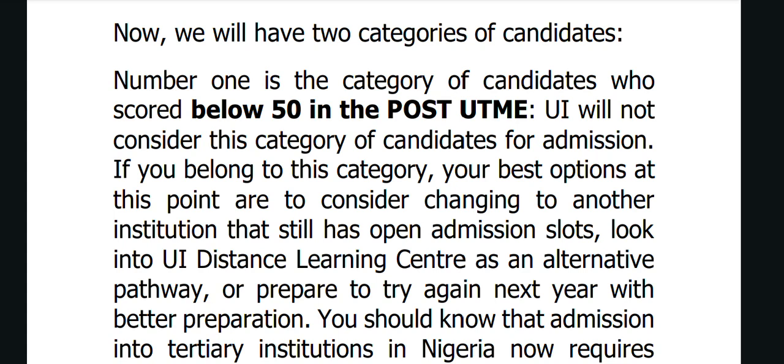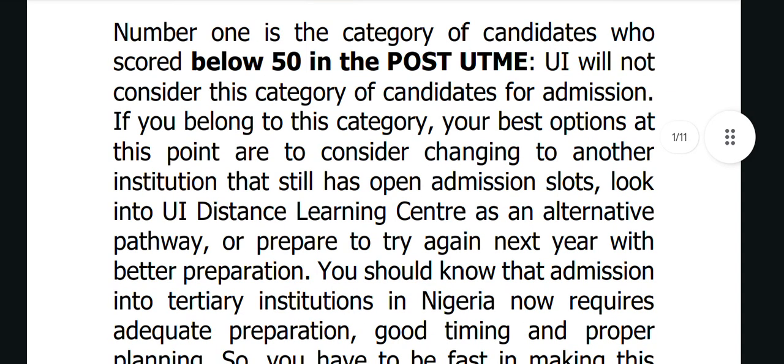Number one is the category of candidates who score below 50 in post-UTME. According to the policy, the school will not consider this category of people for admission at all. So any candidate that belongs to this category, who score below 50 in post-UTME, the option they have is to change their institution to another one.